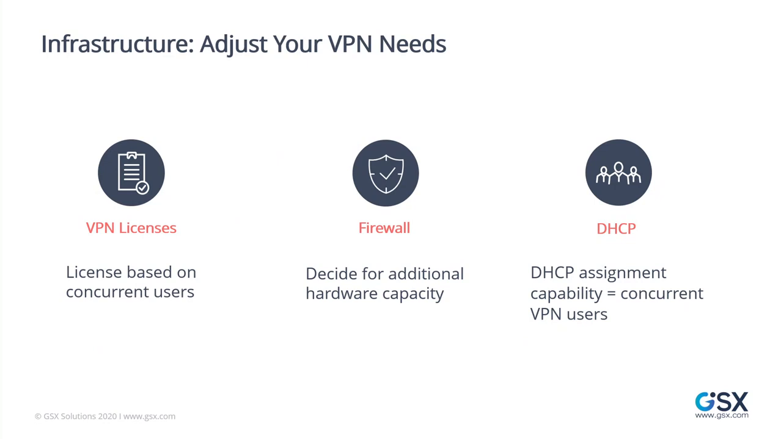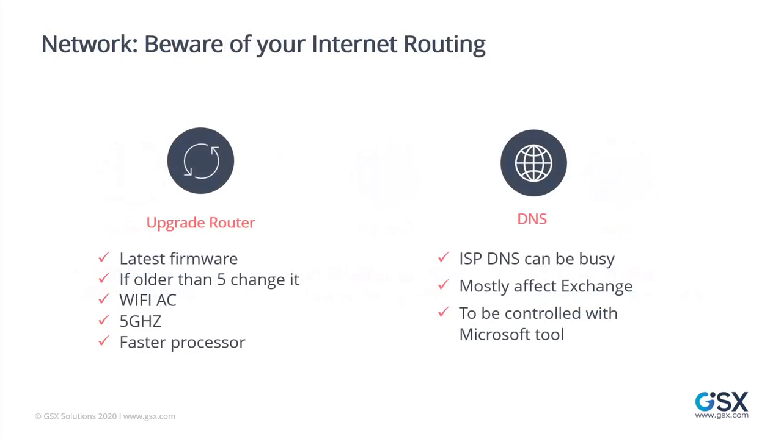And finally, it's very important to check your DHCP as well, because when you connect to a VPN, the DHCP gives you an IP address, and you need to make sure that your DHCP can assign as many addresses as you have concurrent VPN users. So that's a side point, but also very important because again, you have a fluctuating workforce. And so it's very important that you have enough capacity to handle that. So now let's continue with other infrastructure checks.